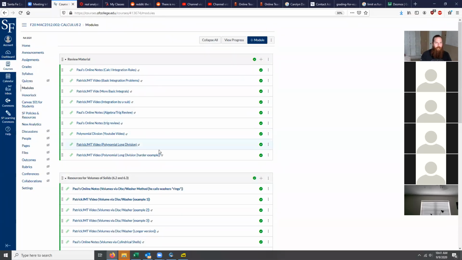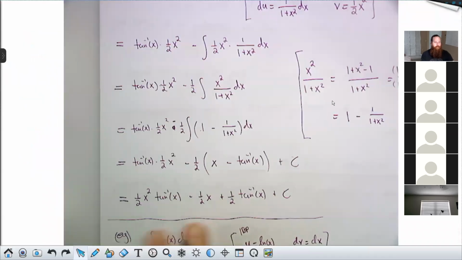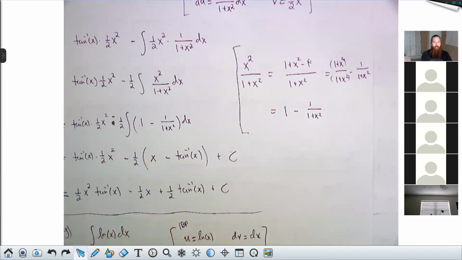And if you take a look at here, there's a few videos and links I have for polynomial division. The way I did it here is kind of a shortcut where you add and subtract 1. So I took my numerator, which was x squared, and I realized that it's off from my denominator only by this plus 1. So I want to introduce that plus 1. That means I also have to subtract it because I need these things to be equal to each other. So x squared is the same as 1 plus x squared minus 1.